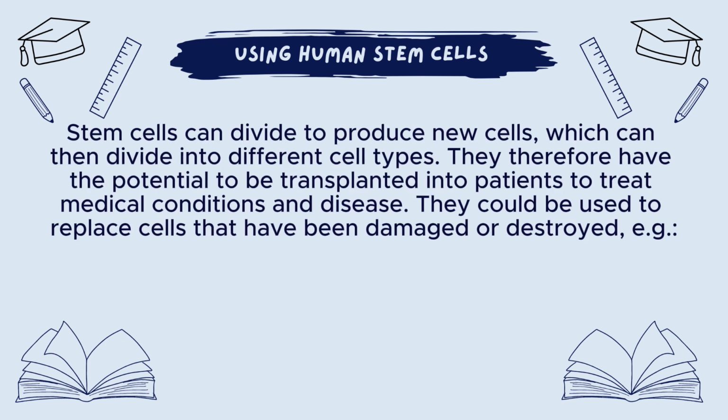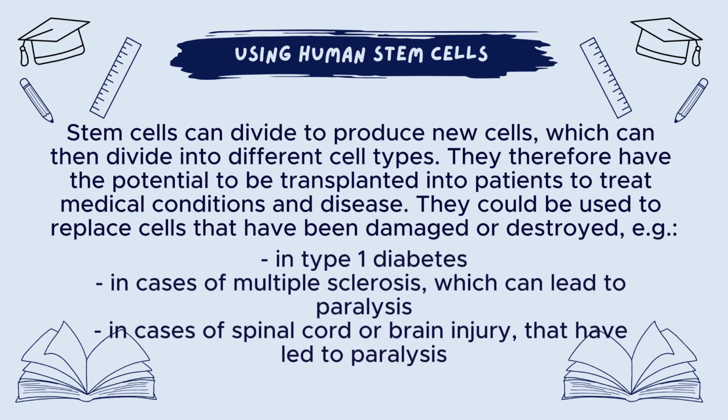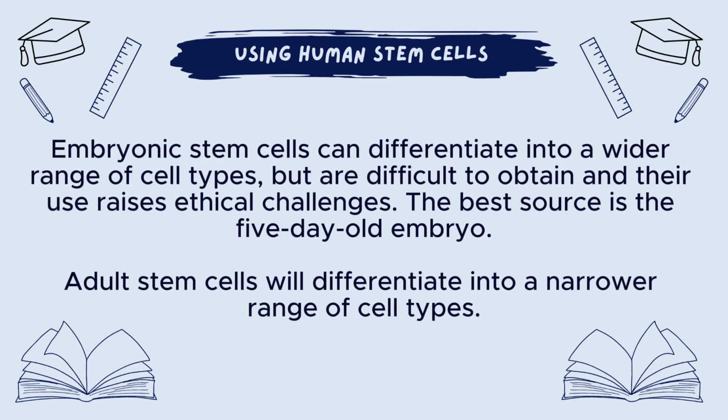Stem cells can divide to produce new cells which can then divide into different cell types. They therefore have the potential to be transplanted into patients to treat medical conditions and disease. They could be used to replace cells that have been damaged or destroyed. For example, in type 1 diabetes, in cases of multiple sclerosis which can lead to paralysis, or in cases of spinal cord or brain injury.